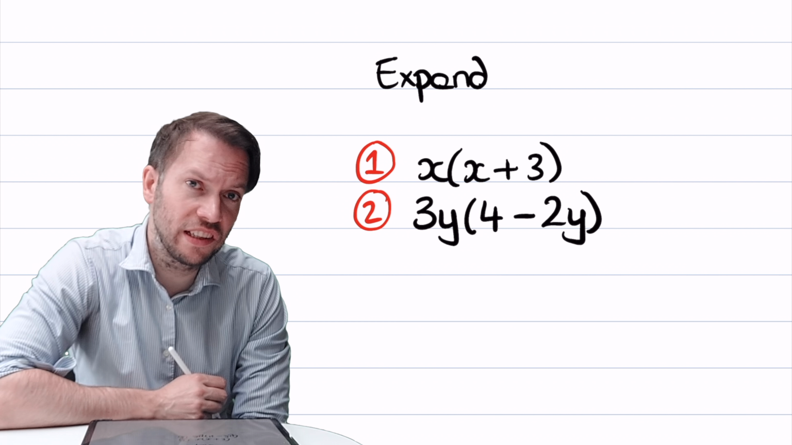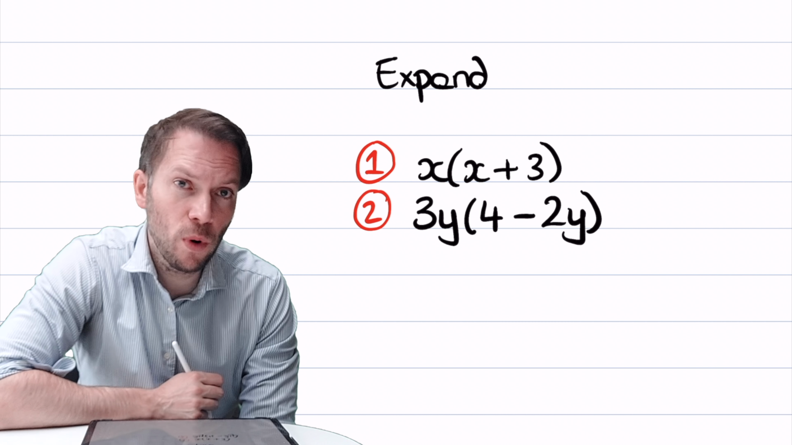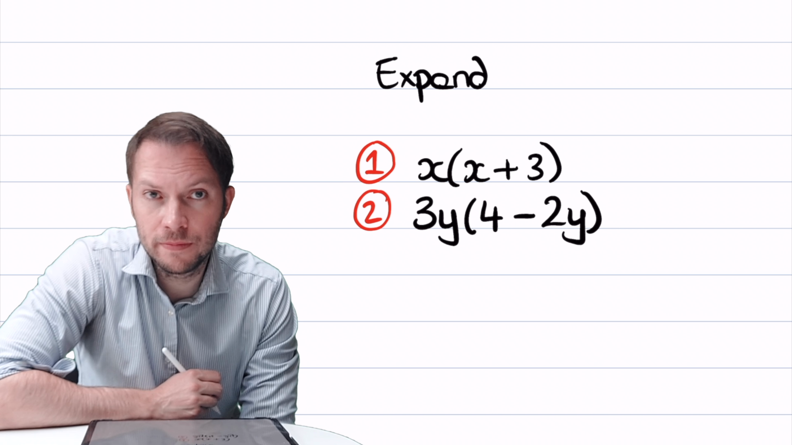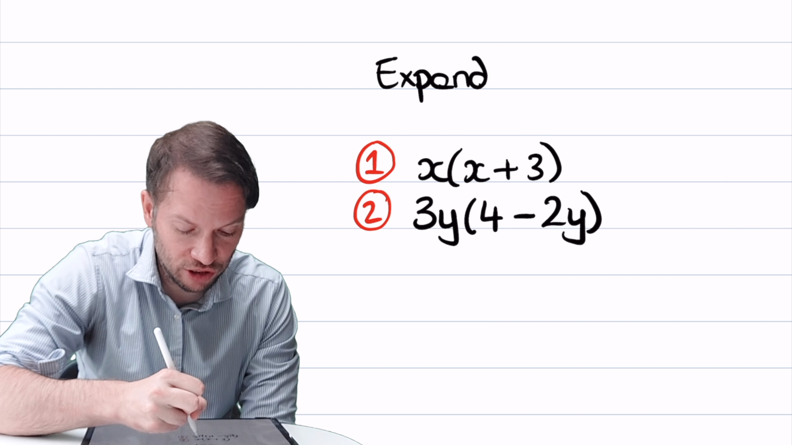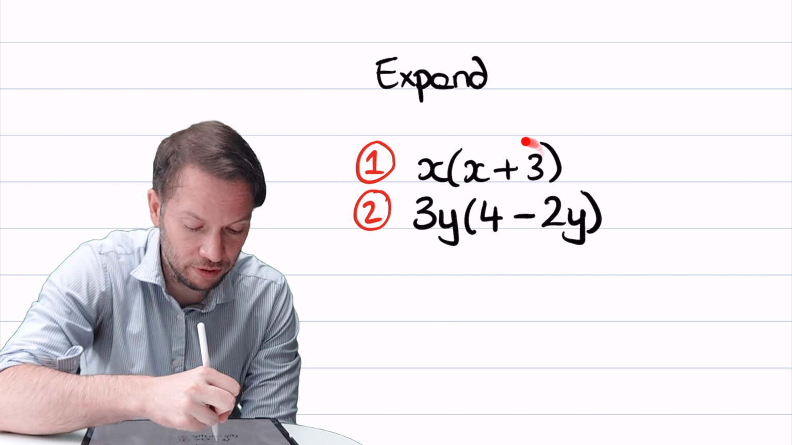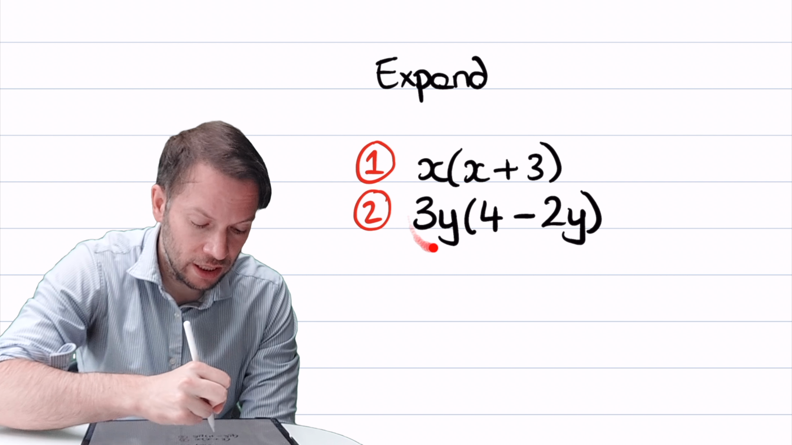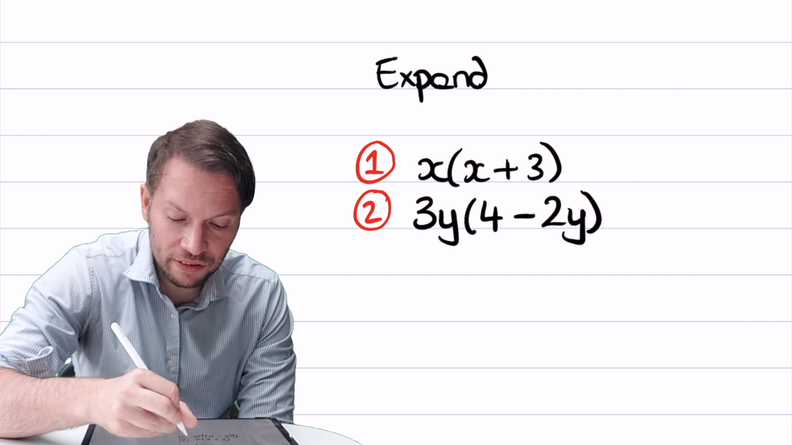In this video, we're going to expand a single bracket where there's a variable on the front. So let's look at these questions. We want to expand this expression here, x times (x plus 3), and 3y times (4 minus 2y). Let's start with the first question.